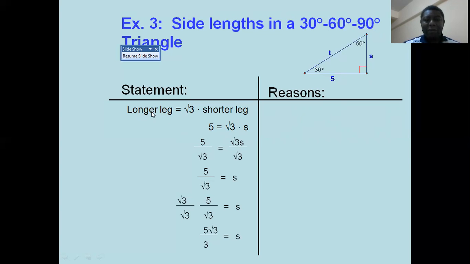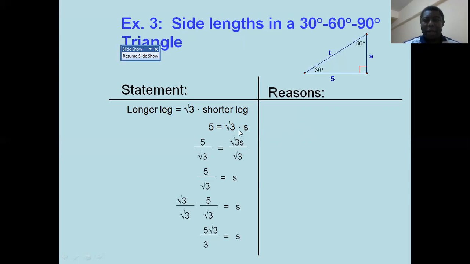Remember, the longer leg, the second longest leg in the triangle, is equal to square root of 3 times the length of the shortest leg, okay? So 5 is equal to square root of 3 times s.